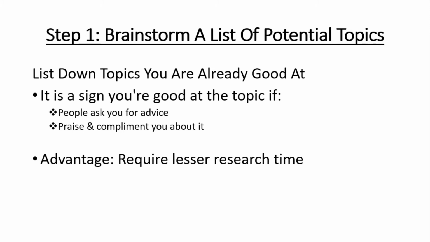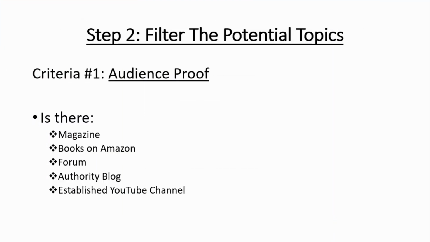That can also be a good sign you are good at the topic. So list down all these topics you are already good at or have natural talent on. These topics can give you an advantage because you will probably need less research time when you create content. Once you have listed down everything, I believe you should now have at least 5, maybe 5 to 10 potential topics on hand you can look into.